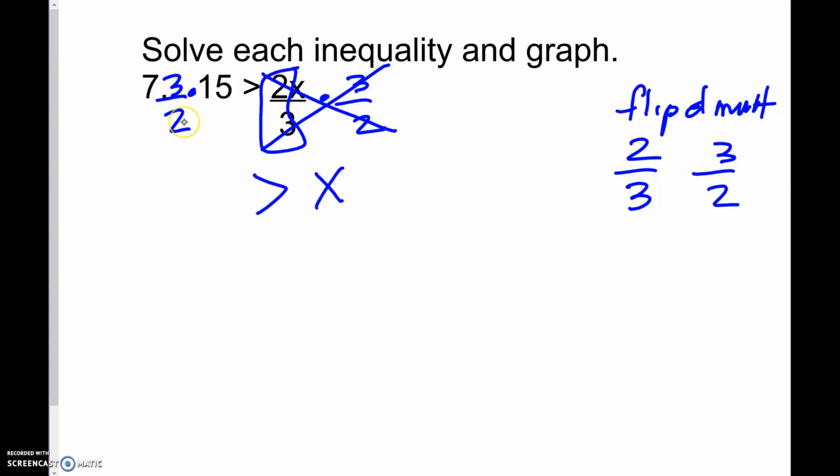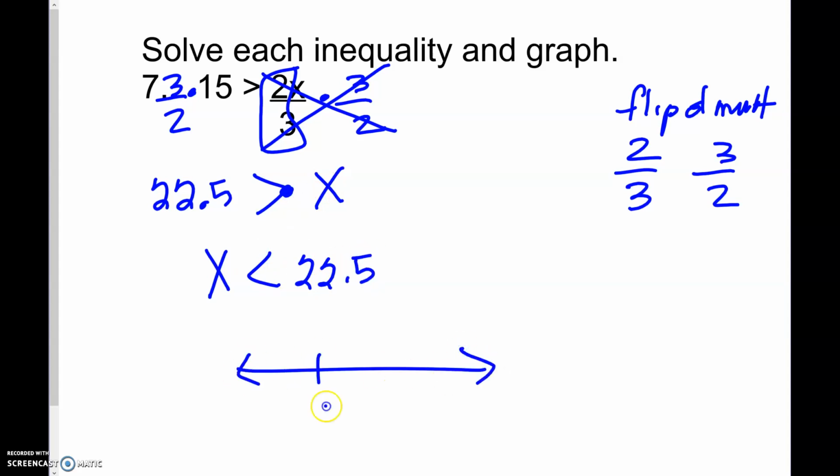All right, looks like I have 45 divided by 2, and what is 45 divided by 2 is going to be 22.5. Oh, again, I don't have my letter first, so I'm going to rewrite it. So I have x. Then make sure you have the little arrow pointing towards x, so I have to flip that sign. All right, now when we graph this, I still need my 0, and I have my 22.5. Because I don't have the line underneath it, it's just an open circle, and it's any number less than, so make sure we shade to the left.